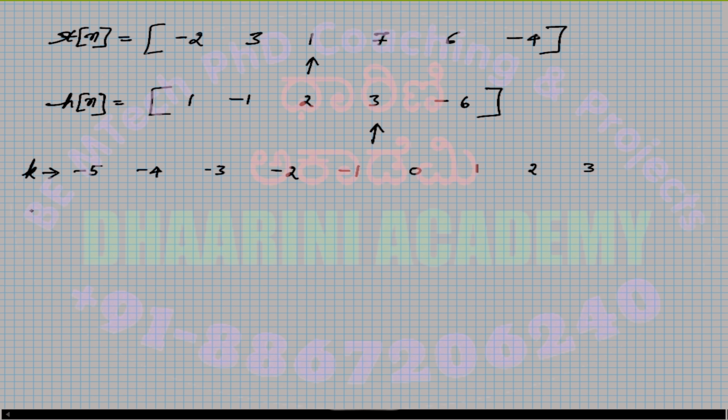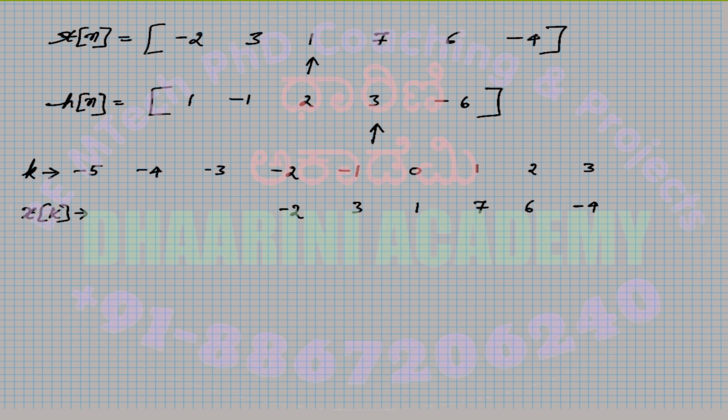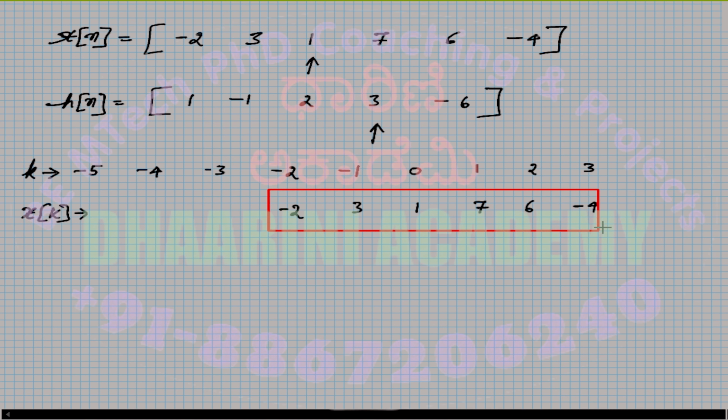Okay, so let's write the x of k. Right, so x of k, I know that this is the time index 0. So below that I'll write the 1 which is given over there. So this is 3, -2, 7, 6, -4. All right, so this is the one which we are actually interested in, right? And I'll put zeros everywhere else.